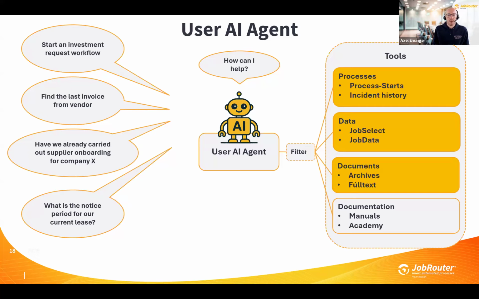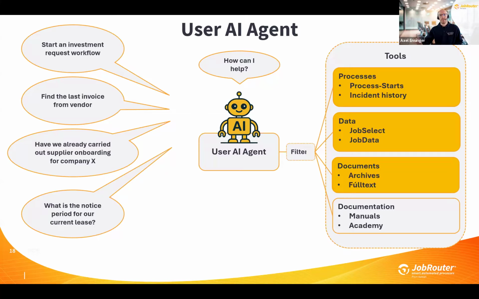And now this agent can look maybe in a job select or in an archive or in the incident history if this has been done, or other questions are also available to be raised for this user agent. On the right side, and this is the important part for this agent, is the set of tools that we have built for this agent.